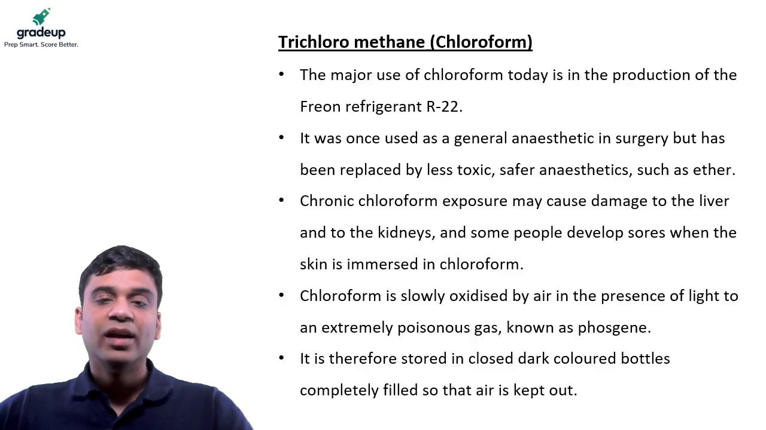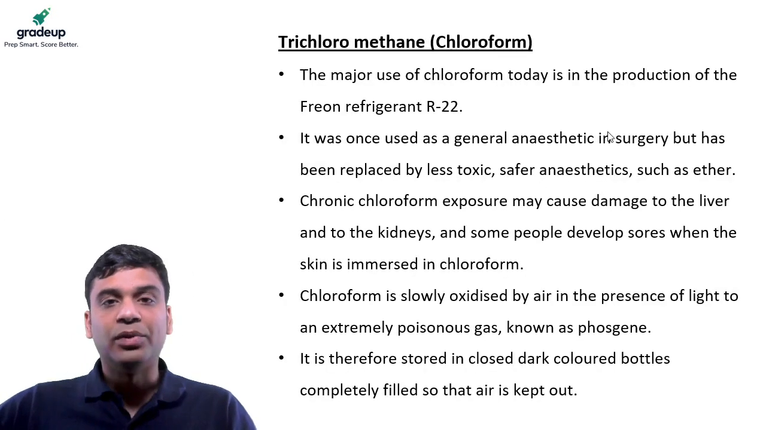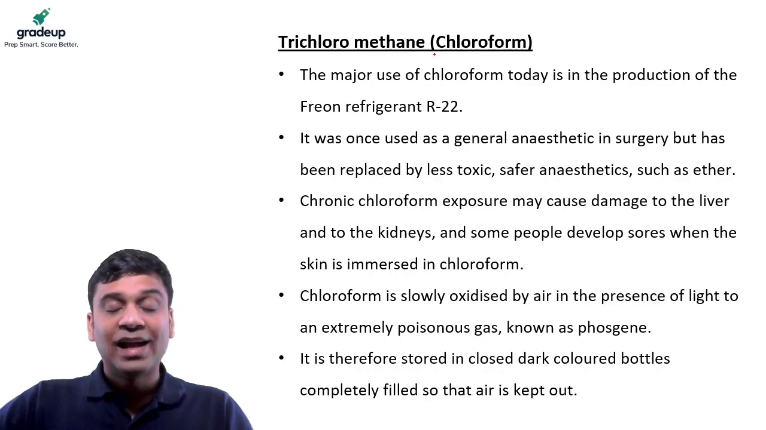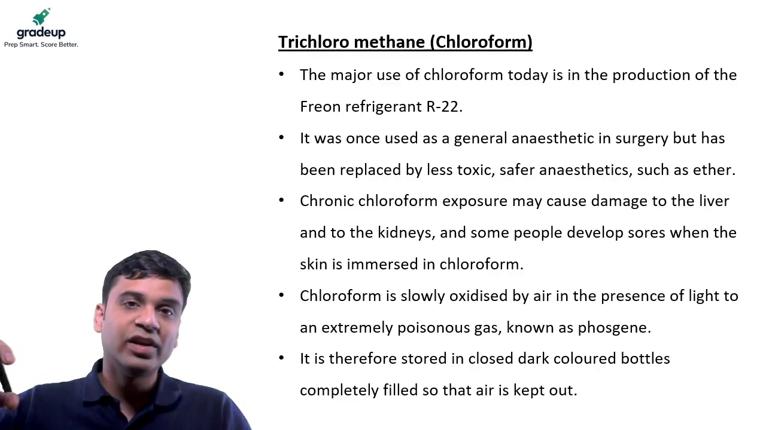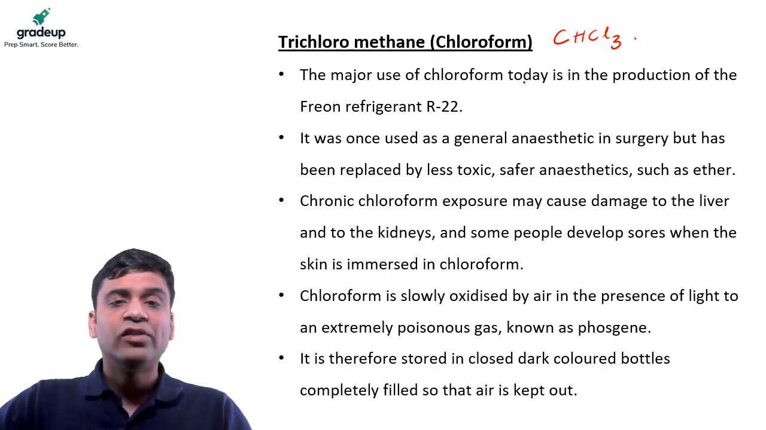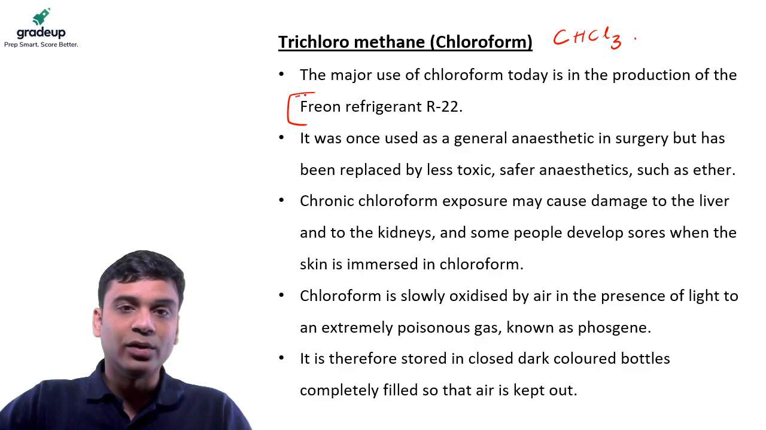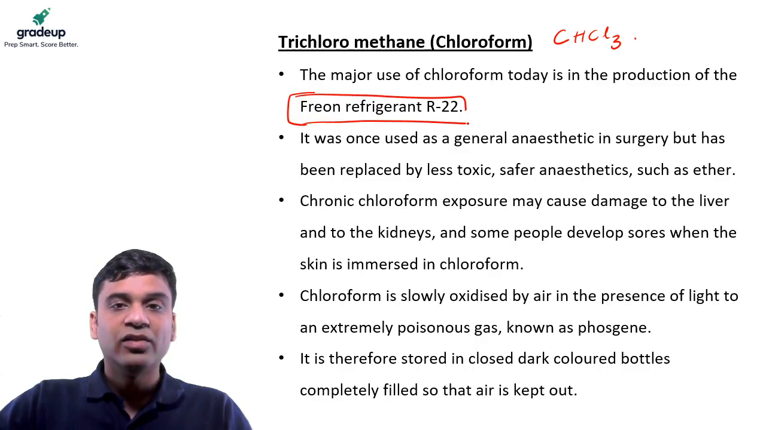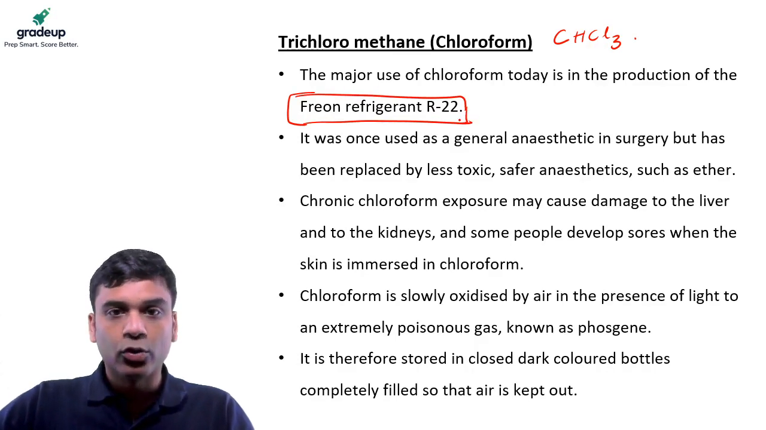Okay, now let's have a discussion on the halides of carbon. The major uses of halides in organic chemistry are especially in industrial and chemical uses. For example, let us take chloroform, trichloromethane, which is CHCl3. Its major use is in the production of Freon refrigerant R22. On an industrial scale, chloroform is used for making these refrigerants.